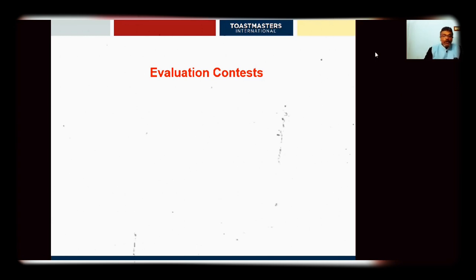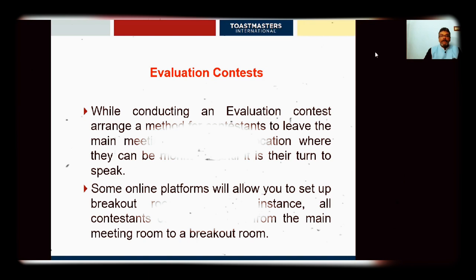Alternatively, you could set up a separate meeting link for contestants to join in. Contestants would sign out of the main meeting room, join the secondary meeting, and then rejoin the main meeting when invited to do so. In either instance, a sergeant-at-arms should be present in the contestant room to monitor the contestants and ensure they know when to return.